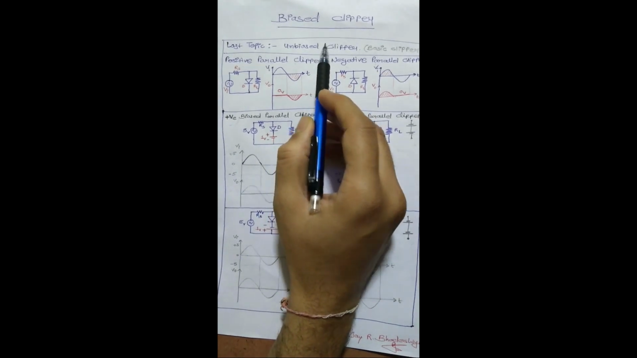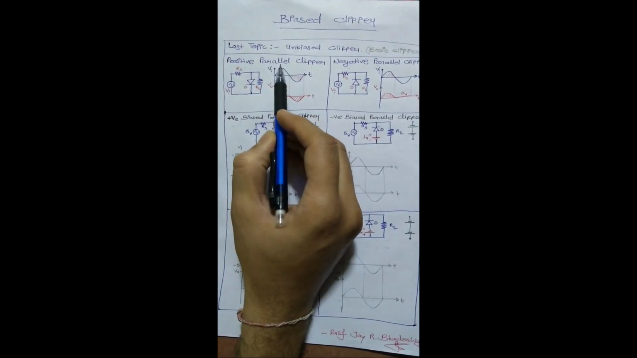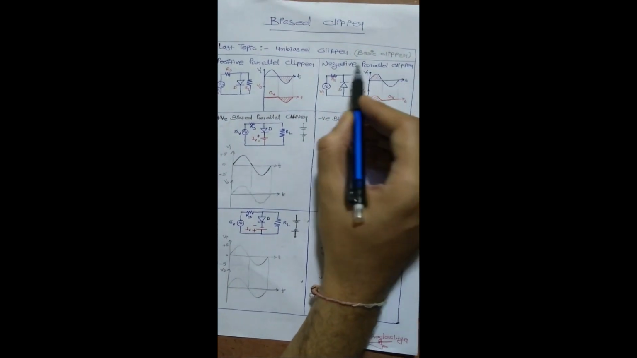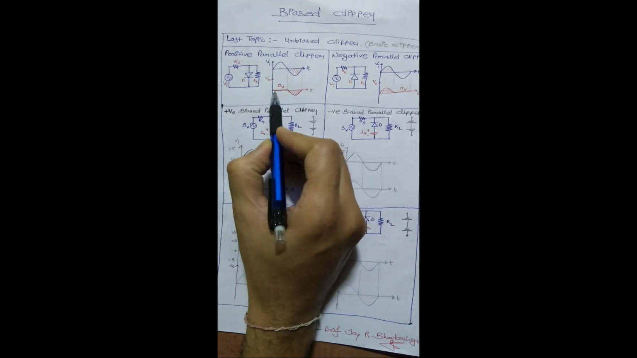First of all, consider the previous topic, the unbiased clipper or basic clipper. So first of all, consider the parallel clipper. In case of a parallel positive clipper, positive output will not be available. In case of a negative clipper, negative output is not available. So in case of without bias, always zero voltage will be there.